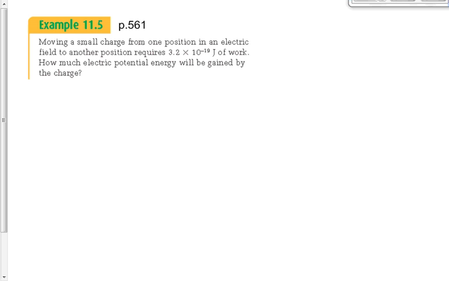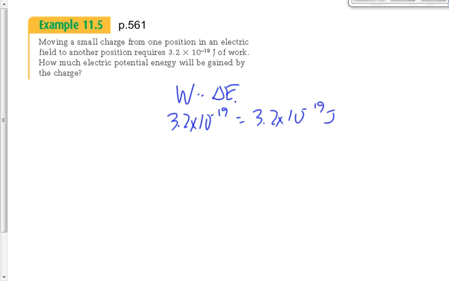Moving a small charge from one position to another in an electric field requires 3.2 times 10 to the negative 19 joules of work. How much potential energy will be gained by the charge? How do we define work? The change in potential energy. How much work was done? 3.2 times 10 to the minus 19. What's the change in potential energy? Don't make this harder than it has to be. Tom? 3.2 times 10 to the minus 19, right? If work is equal to delta E, and this is 3.2 times 10 to the minus 19, then this is 3.2 times 10 to the minus 19 as well. Done.